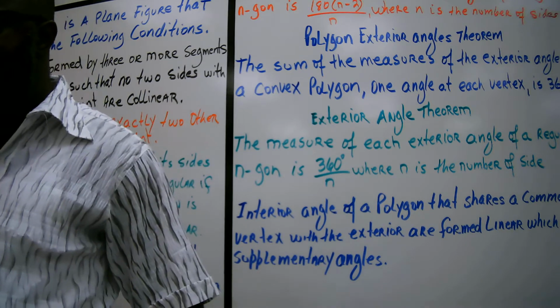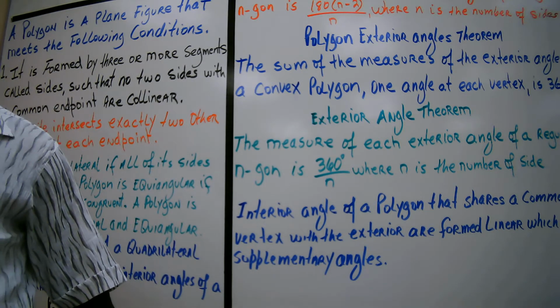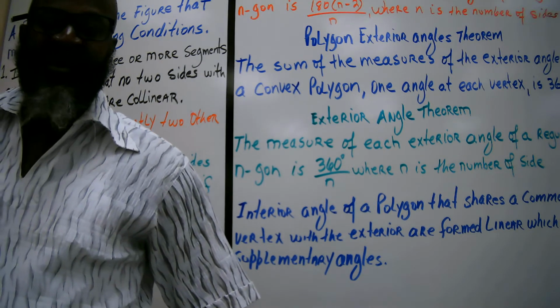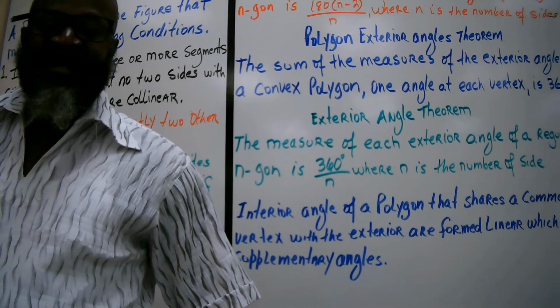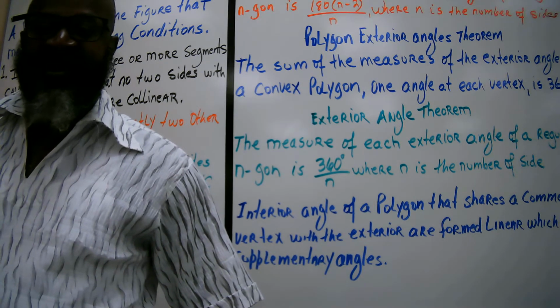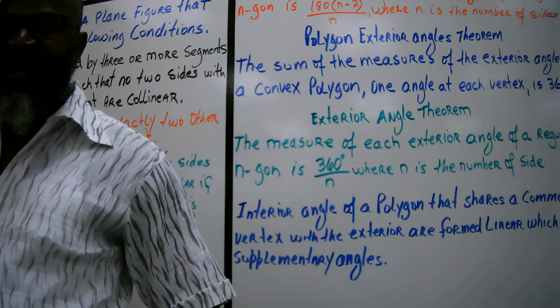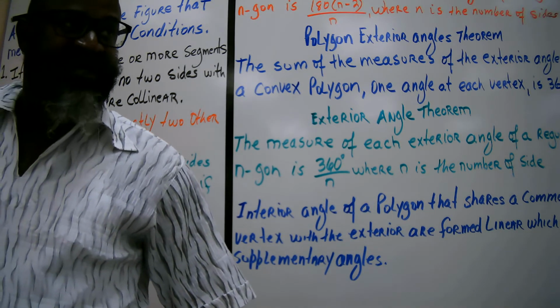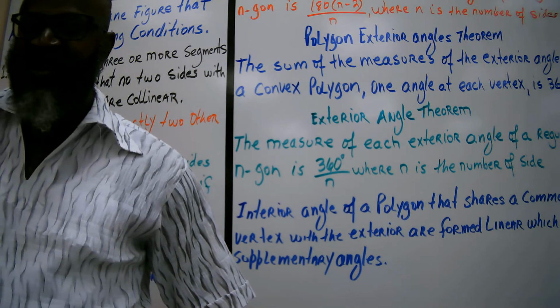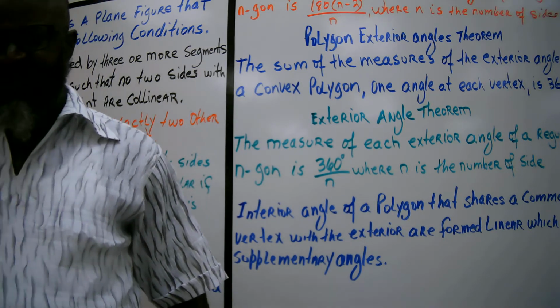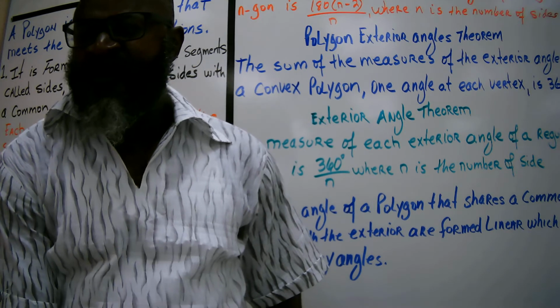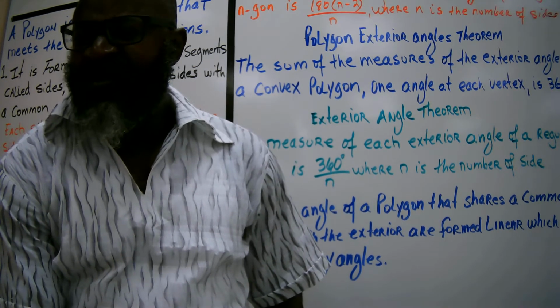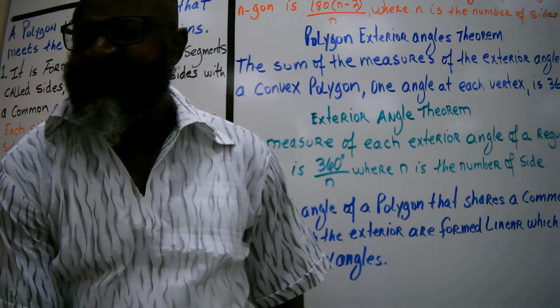The sum of the exterior angles of any polygon is 360. In a regular n-gon, to find the measure of each exterior angle, take 360 divided by n. That will give you the measure of each exterior angle. So that is the application that we have. Then we're going to do some applications.